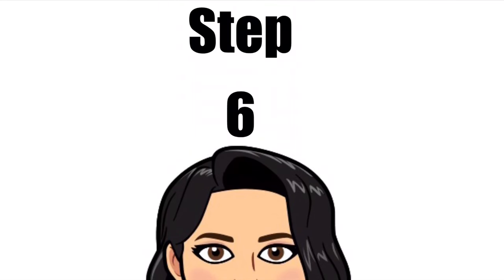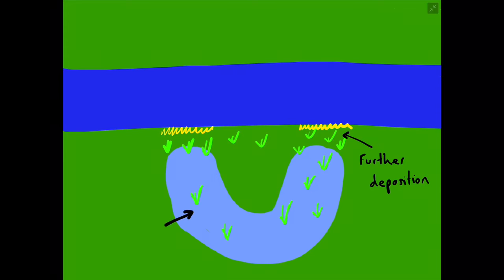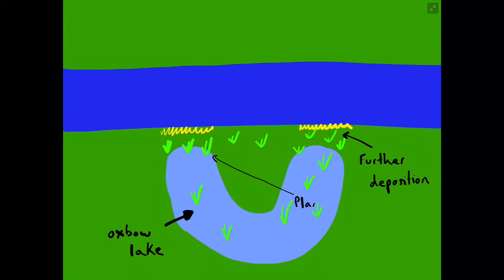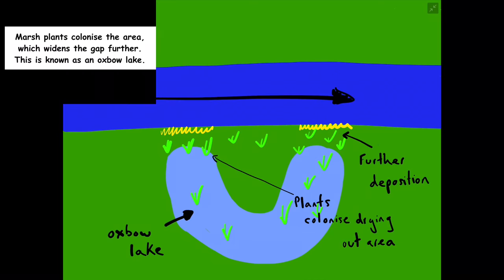The last stage in the formation of an oxbow lake is when marsh plants begin to colonise in the redundant loop of the former meander, which widens the gap further due to further deposition between the redundant loop and the newly established river channel. This redundant loop is what is known as an oxbow lake, and over time plants will continue to colonise this former meander bend, and the river will establish a new channel.